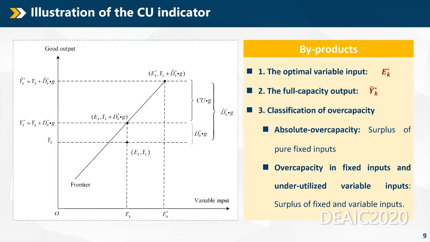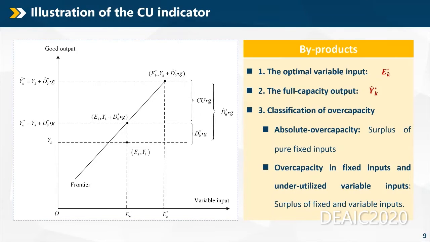As a byproduct, our newly proposed model can also recognize the optimal amount of variable inputs and the full capacity outputs. Besides, we can classify two kinds of overcapacity according to CU indicator and the optimal amount of variable inputs. When the CU indicator is larger than 0 and no optimal amount of variable inputs is less than the actual variable inputs, we consider that these kinds of DMUs have absolute overcapacity, which reveals that surplus purely consists in fixed inputs.